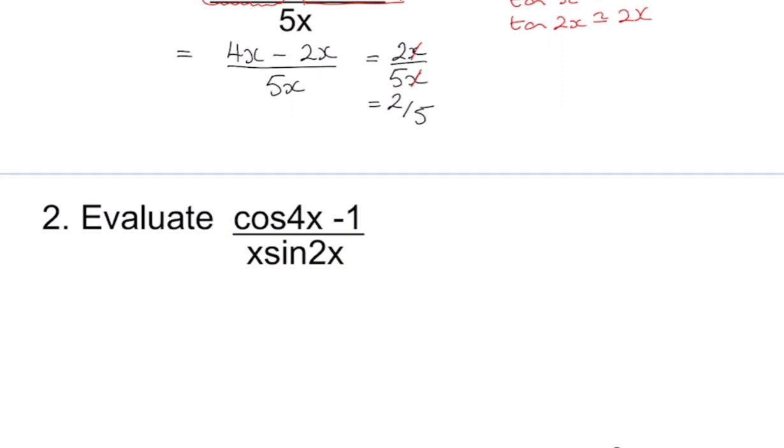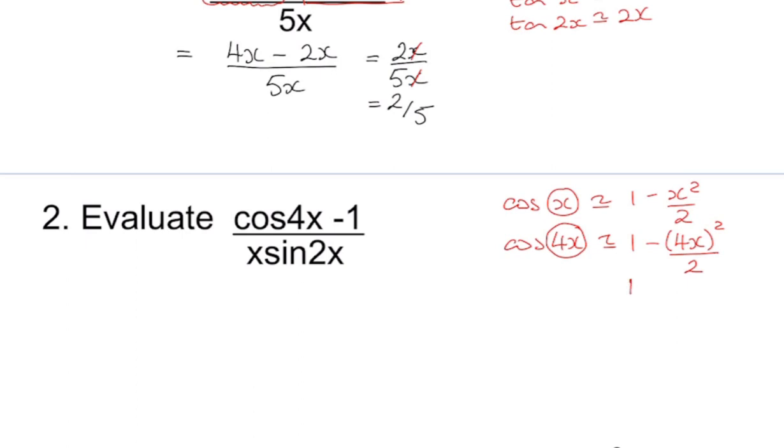So number 2, we've got cos of 4x. Again, we'll have a little look. We said that cos of x is approximately 1 minus x squared over 2. So cos of 4x, now you can see what's happened. We've replaced x by 4x. We have to be very, very careful. Wherever I see the letter x, I'm going to replace it by 4x. And therefore, that will simplify. 4x all squared is 16x squared over 2. So that's 1 minus 8x squared.